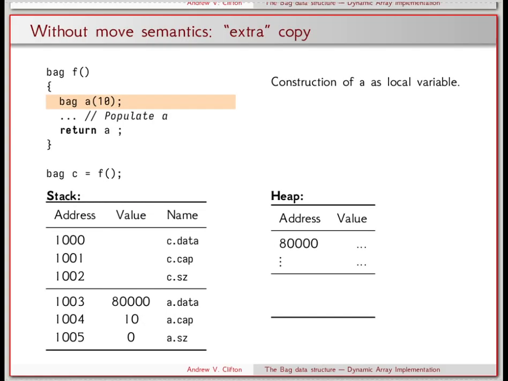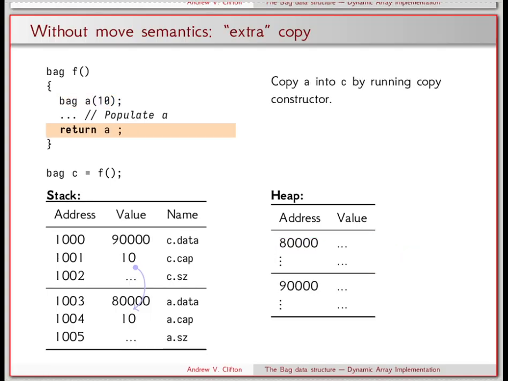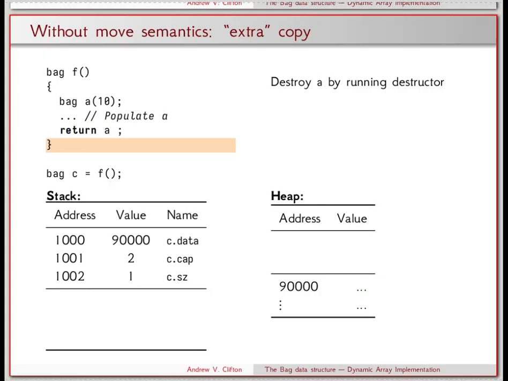So without move semantics, here's the process that happens. We create A with capacity 10, so there are 10 addresses over here on the heap. And then, again, the arrows are in a weird place here, we do the work to copy all of these things from there down to there. When we return A, we copy from A into C up here. And then we destroy A. So A down here goes away, and we're left with the copy in C there.